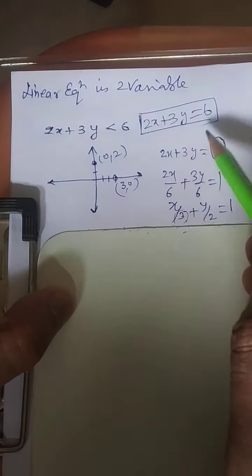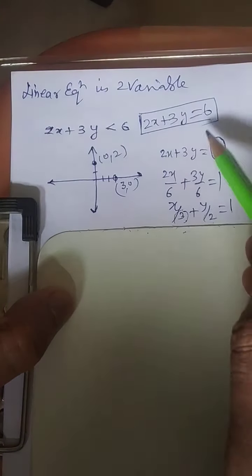But remember, whenever it is less than, this line is not to be drawn continuously, but it is to be drawn as a dotted line. Just draw the dotted line. I think you have got this line. Your line should be converted into a dotted line.